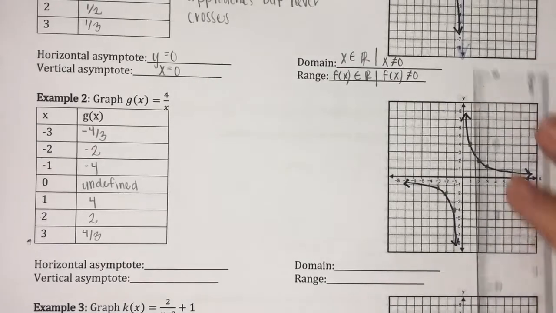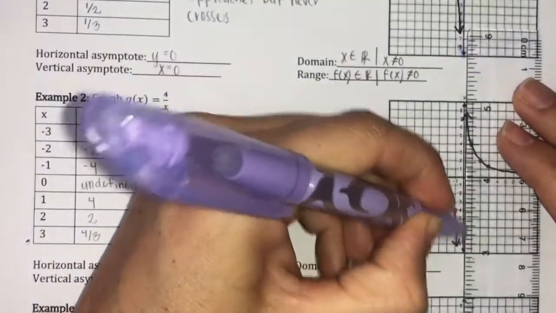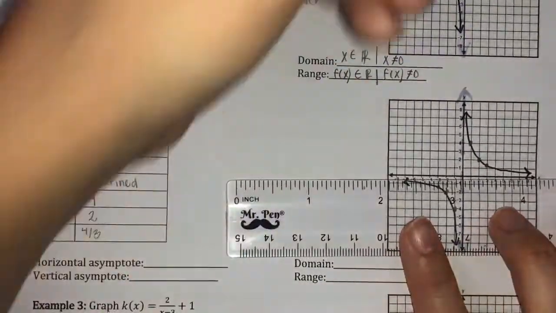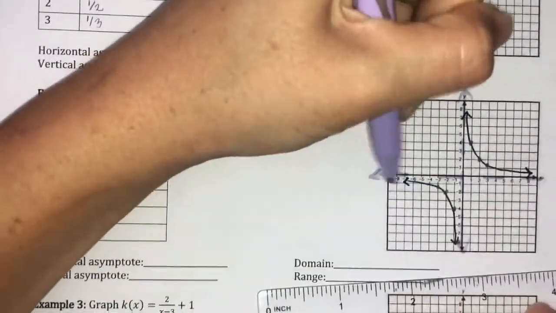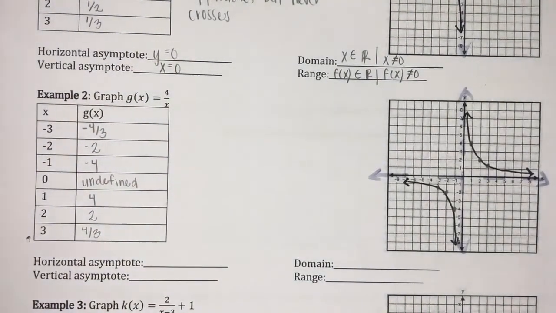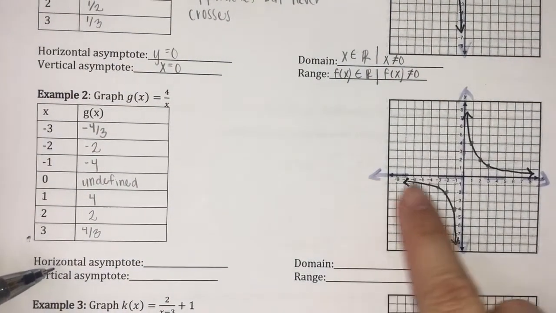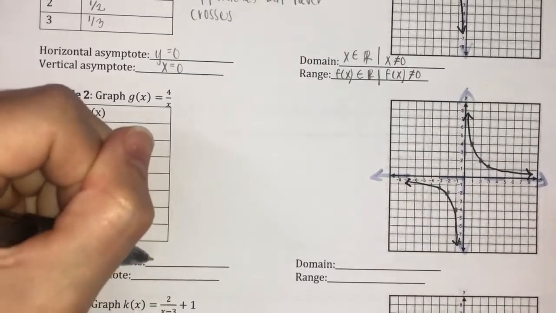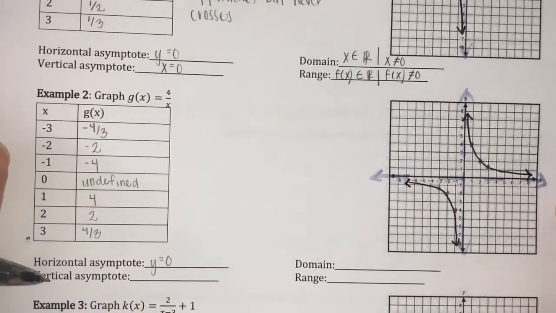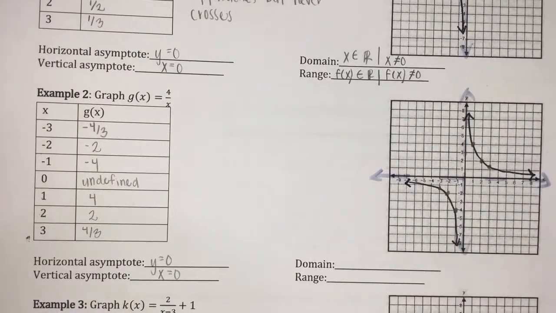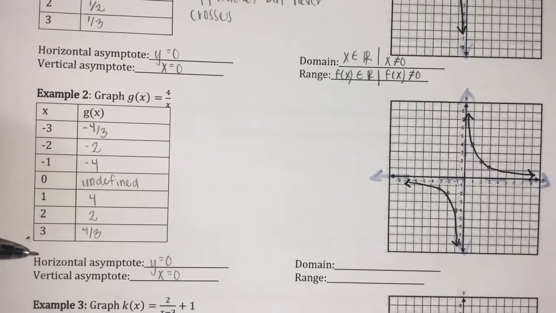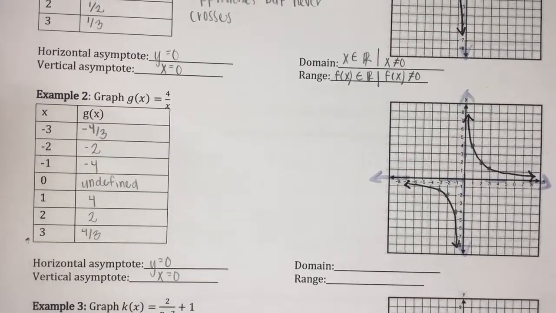So there's still a vertical one at x equals 0. And then a horizontal one at y equals 0. So our horizontal asymptote, this one right here, is still y equals 0. And our vertical asymptote, this one right here, is still x equals 0. And then because our horizontal and vertical asymptotes haven't changed, neither have our domain and range. So domain and range are directly dependent on the asymptotes because those are the only restrictions that are created.